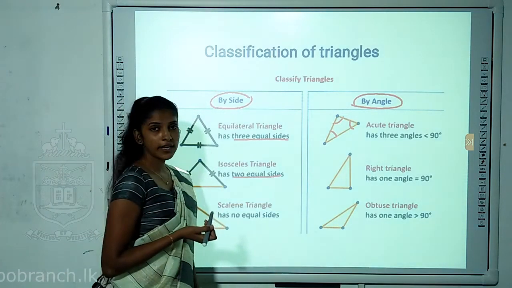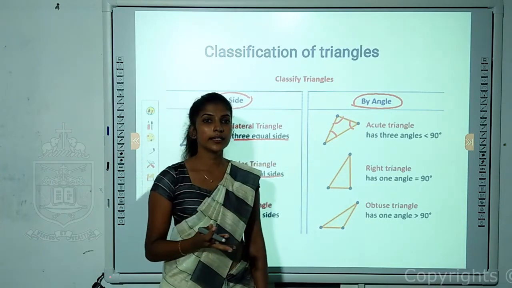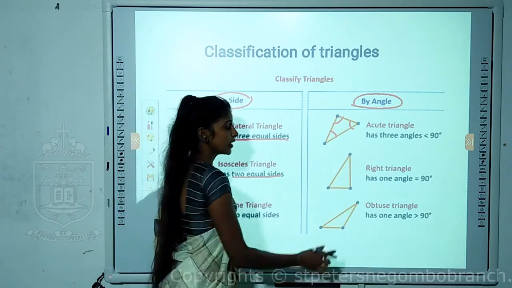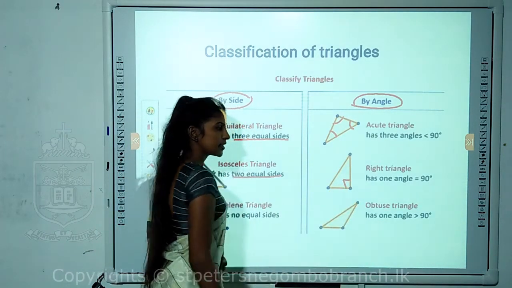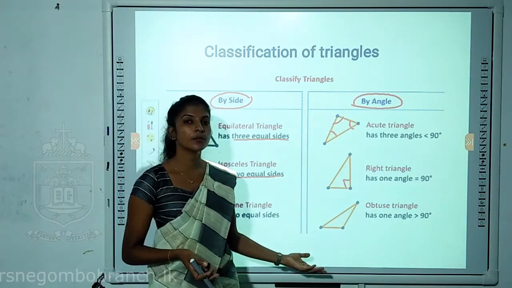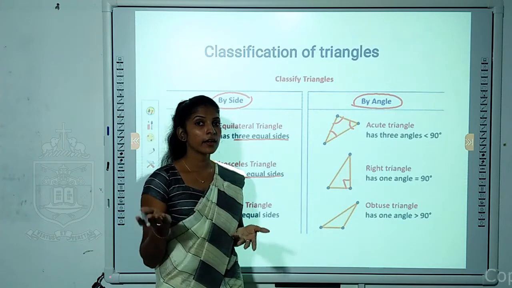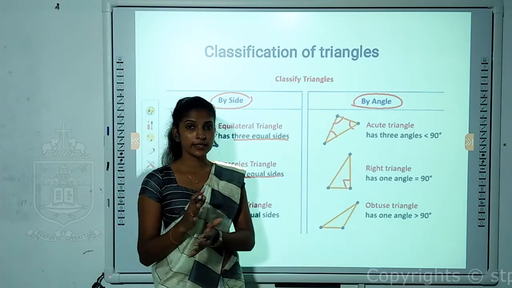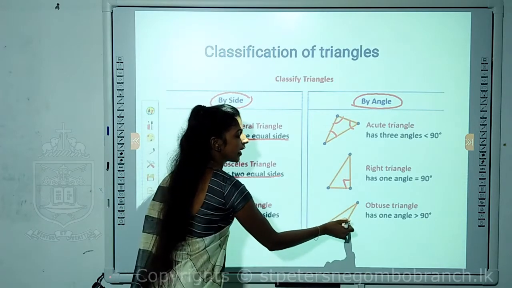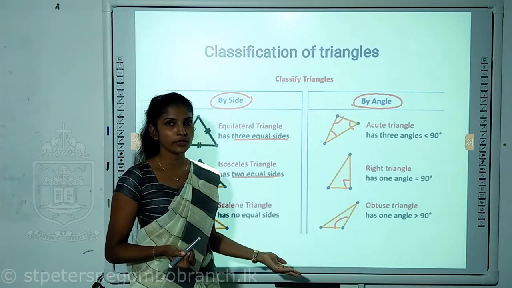Second type, right angle triangle. So in a right angle triangle, you know what a right angle is. Right angle means where you have a magnitude of 90 degrees. So in a right angle triangle, one angle is 90, the other 2 are acute angles. Third type, obtuse angle triangle. So obtuse angle means an angle greater than 90 degrees but less than 180. So in obtuse angle triangle, one angle is having an obtuse angle while the other 2 are acute angles.